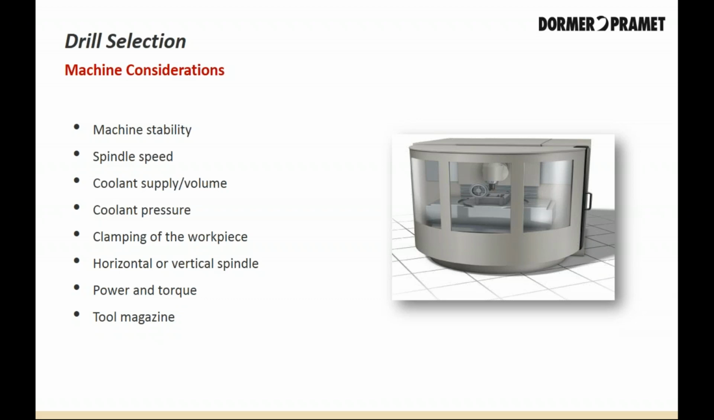Horizontal or vertical spindle. A horizontal spindle enables better chip evacuation. Power and torque. Is the power enough for large diameters? If not, can a trepanning type drill be used, or can helical interpolation with a milling tool be used instead? Tool magazine. If there is limited space in a tool magazine, using a step drill or a chamfer drill can be a suitable solution to eliminate some tools by eliminating secondary operations.